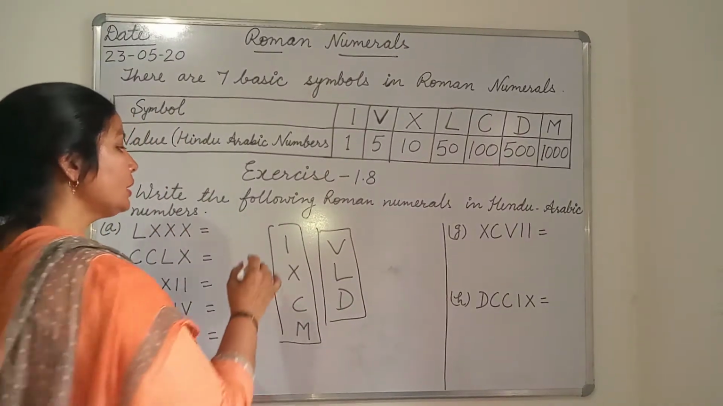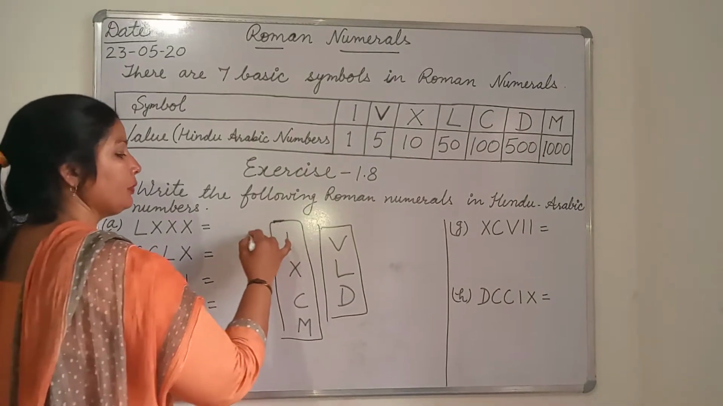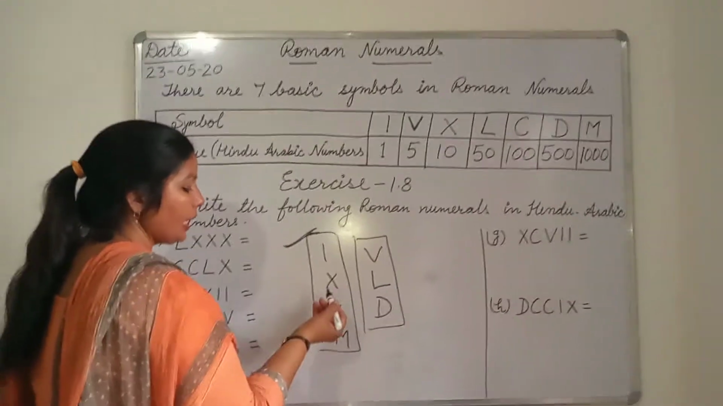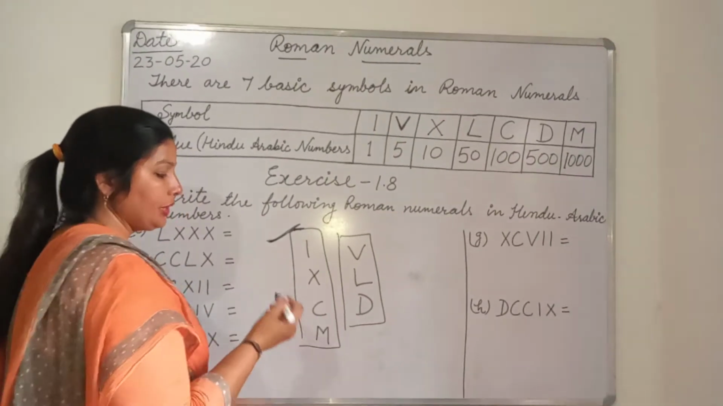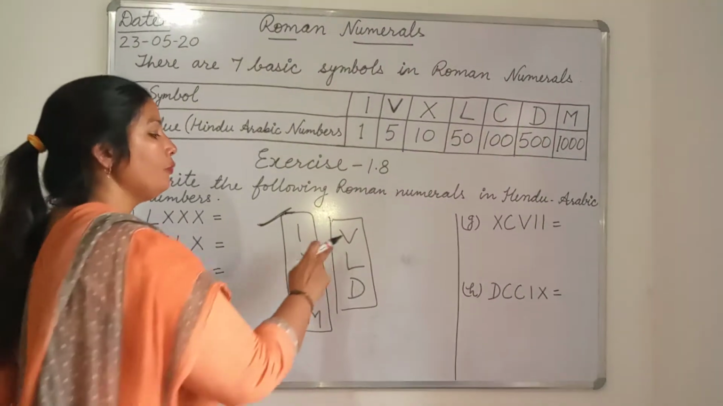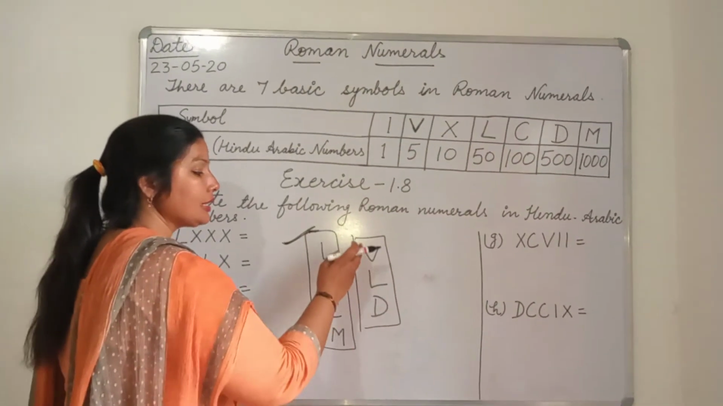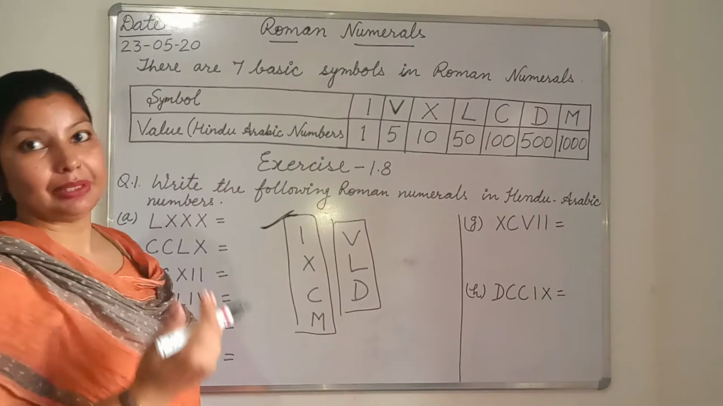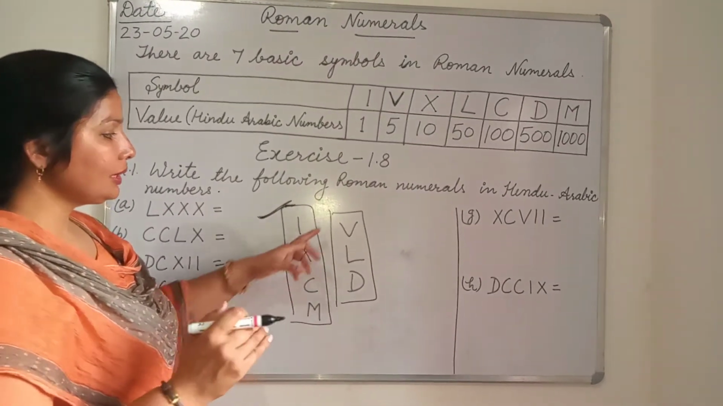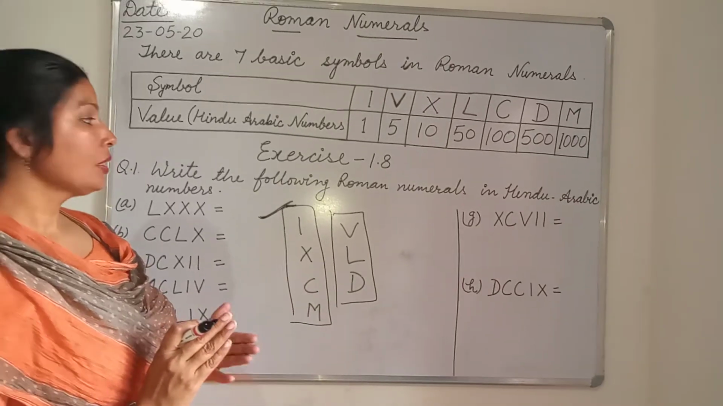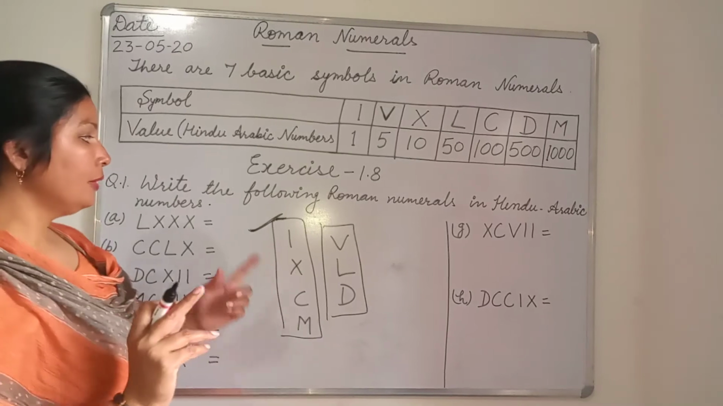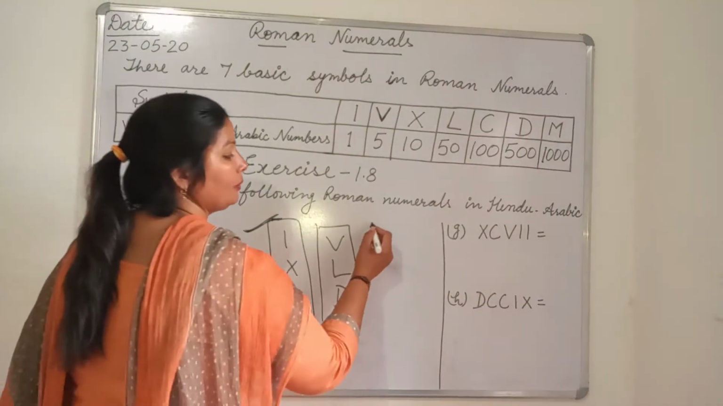So this pair we can repeat: I, X, C, M. These 4 symbols we can repeat in Roman numerals. And V, L, D, these 3 symbols never repeat. Now till how many times can we repeat? Till 3 times. 1 time I means 1.